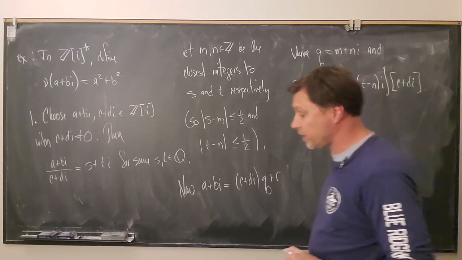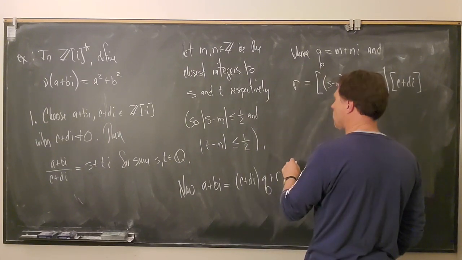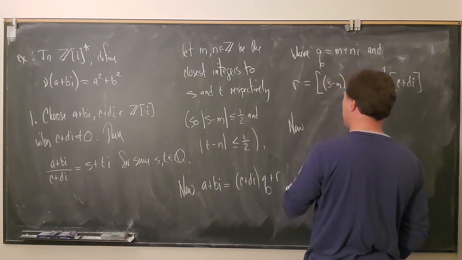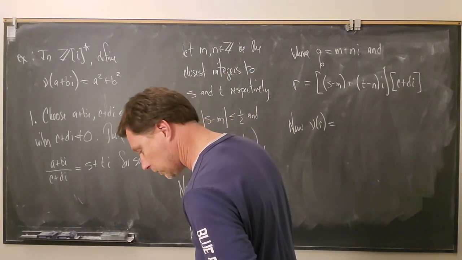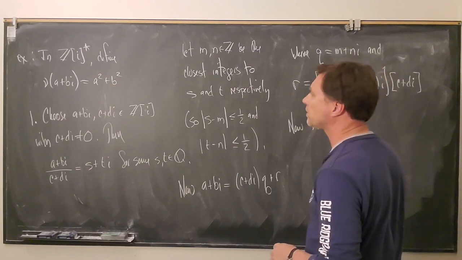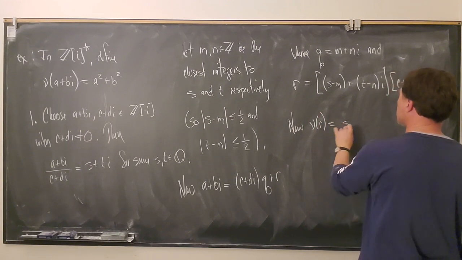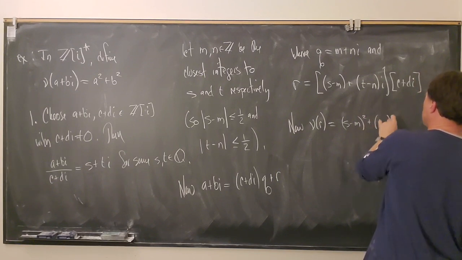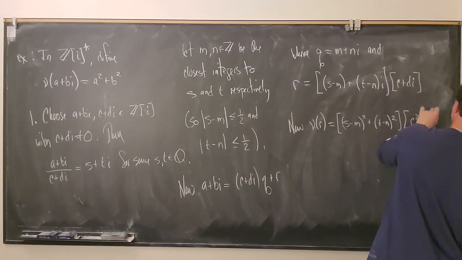Fine. Okay. So now what do we need to do? We need to check that it actually satisfies the properties. So we'll say, now, if we look at nu of r, that's equal to, let's see. So remember how complex numbers work. I'm using a property of complex numbers. So it's going to be ((s - m)^2 + (t - n)^2) times (c^2 + d^2).